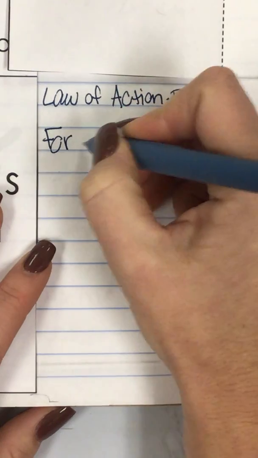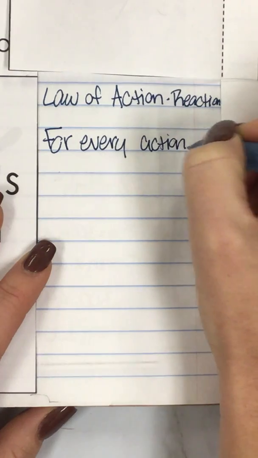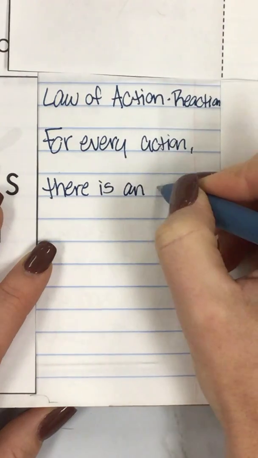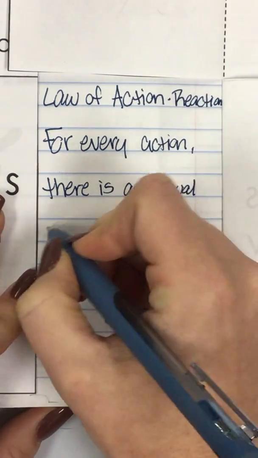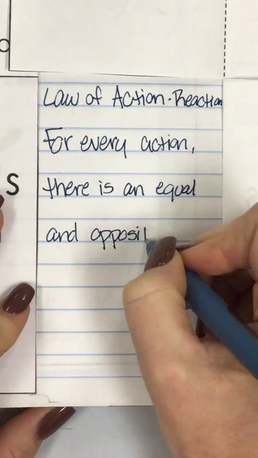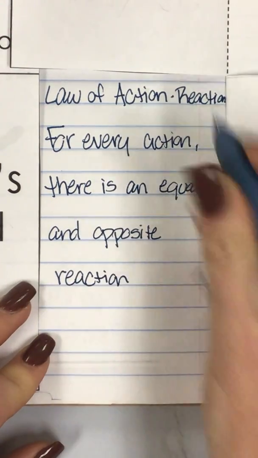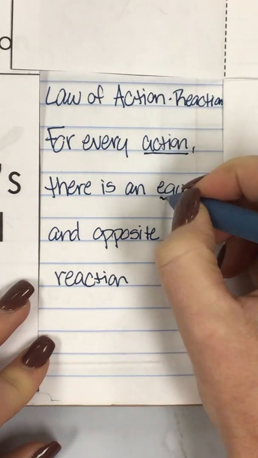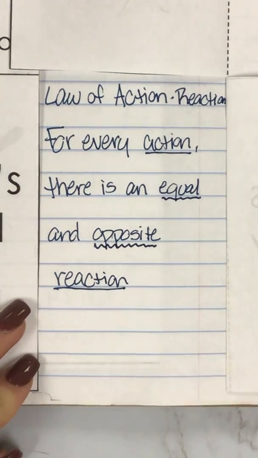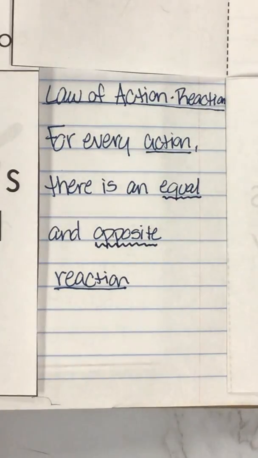For every action, there is an equal and opposite reaction. I'm going to move this down so it doesn't get squished. So for every action, there is an equal and opposite reaction. For every action, there's an equal and opposite reaction.